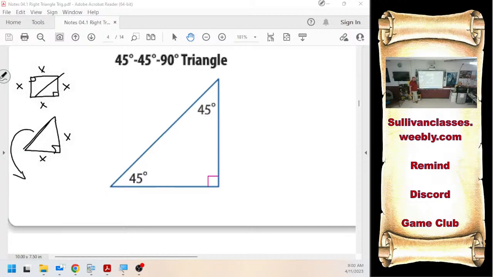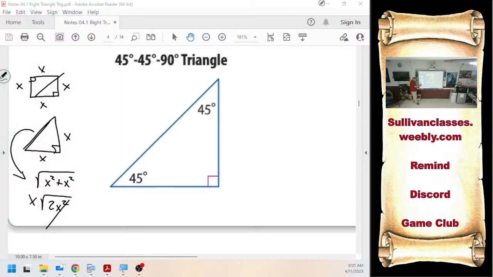Do good old Pythagorean theorem. Figure it out. That side is x, that side is x. Find the hypotenuse. Go. The square root of x squared plus x squared. Two x squared. Simplify. No, it's x root 2.